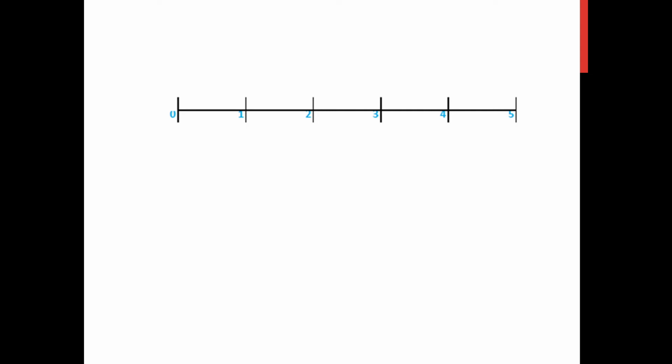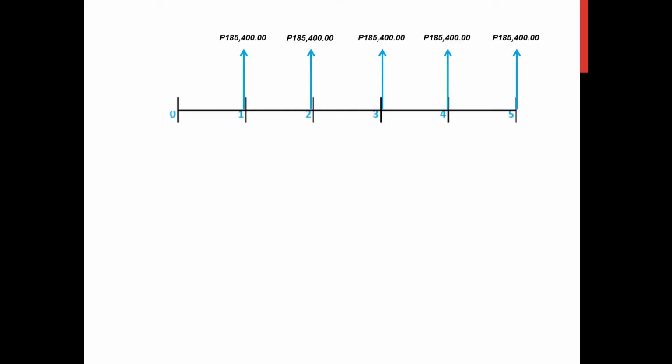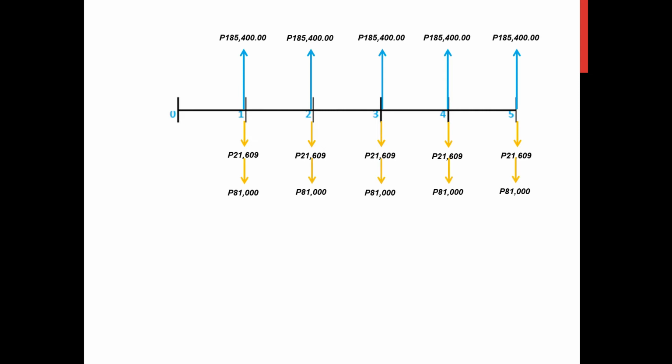Putting that into the cash flow diagram, we have 5 years, and then we denote the annual revenues, or the income collected per year, which is equal to 185,400 pesos. And then we denote a yearly 29,609 pesos and the 81,000 pesos as well as 10,800. All of this annual cost sums to 121,409 pesos.